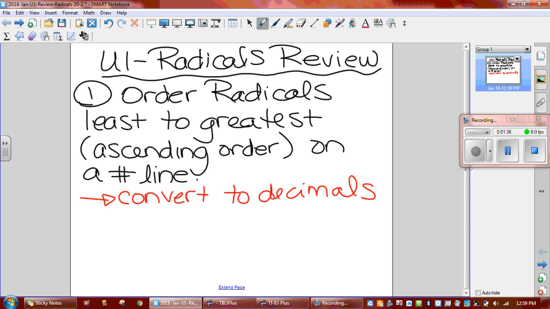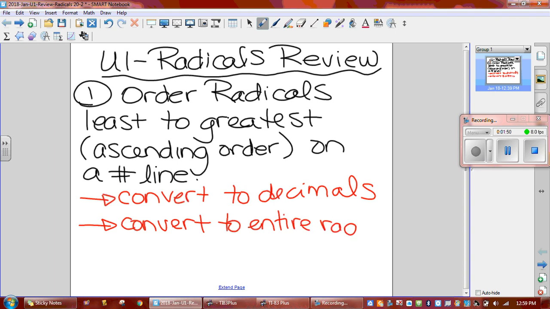The next one would be to convert them all to entire radical form. Convert to entire radicals. And once you've got them into entire radicals, all you've got to do then is put the numbers under the radical sign smallest to biggest. Okay? So there's two different ways we can do it. So I'll give you an example. You guys can write them down, and I'll give you a couple minutes to order these.